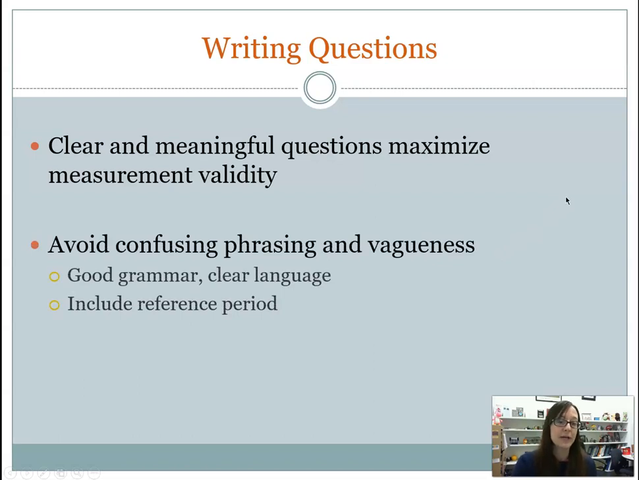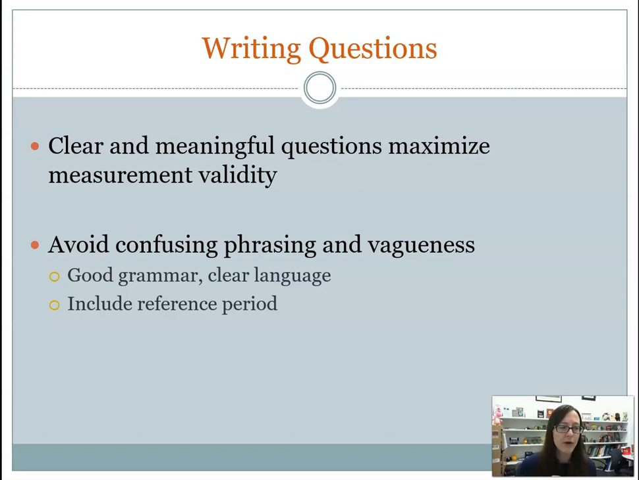You want to also avoid confusing phrasing, and you don't want to be vague. You want to be as specific as possible while also not writing too much. So you have to weigh that as well. But make sure that anything that's written has simple things like good grammar and clear language. Don't use jargon. Don't use big words where you don't need to. Simplify it as much as possible.